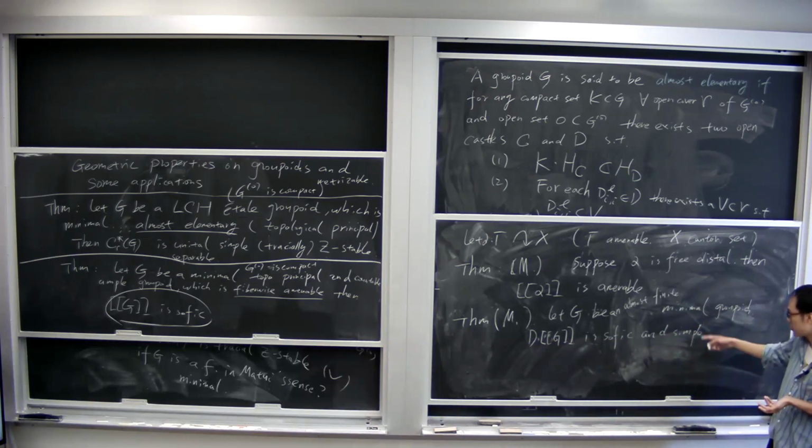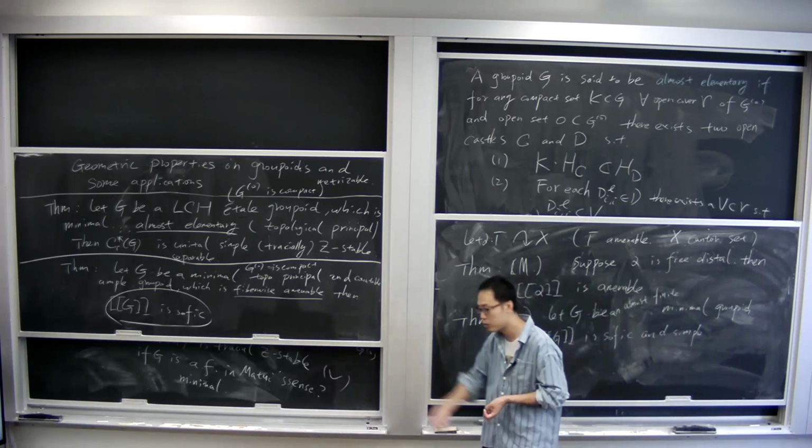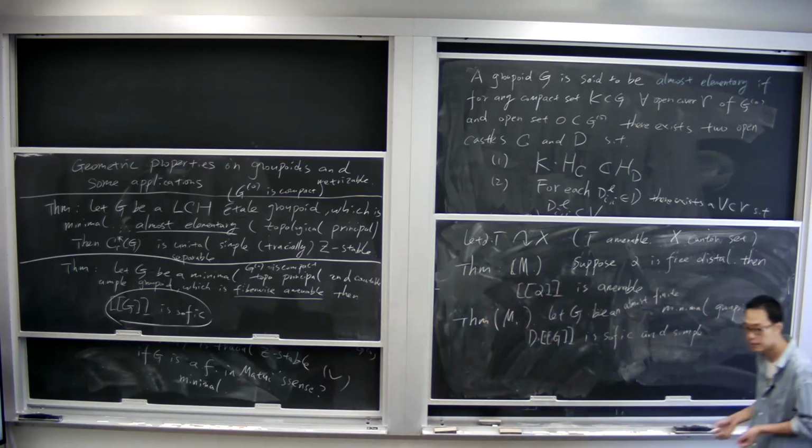Oh, by the way, if you apply this to some concrete groupoid like the Penrose tiling, that groupoid is almost finite. Therefore, the topological full group for the Penrose tiling groupoid is solvable.